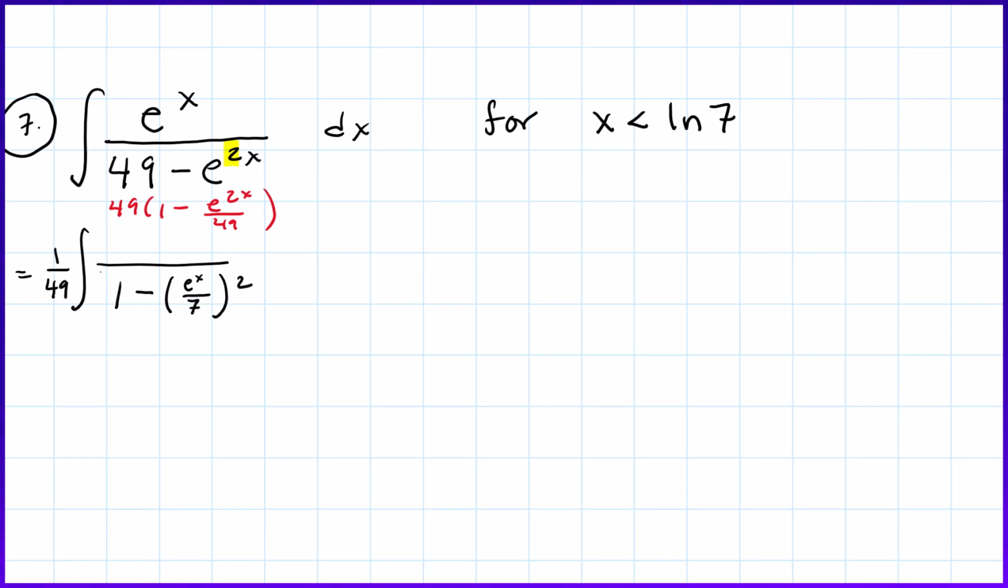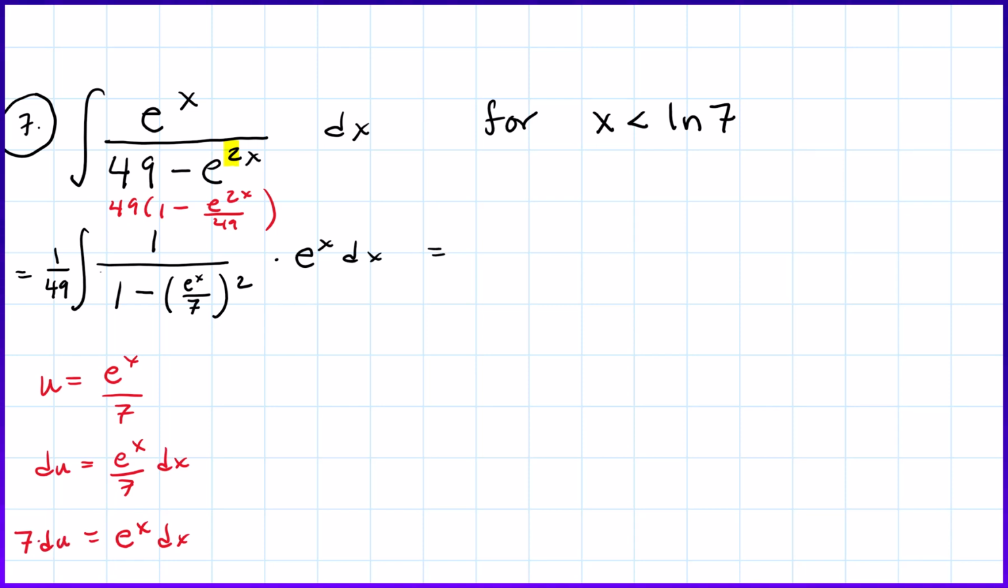So even taking that e to the 2x over 49 and writing that as a perfect square, e to the x over 7 squared. Now I still have the e to the x in the top, but I'm going to put it out here, e to the x dx, so that I can really see that 1 over something squared. And that something that's being squared is going to be my u. So if u equals e to the x over 7, then du equals e to the x over 7 dx, or 1/7 e to the x dx, and so e to the x dx is 7 times du.